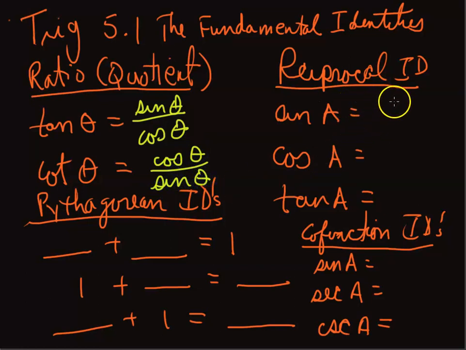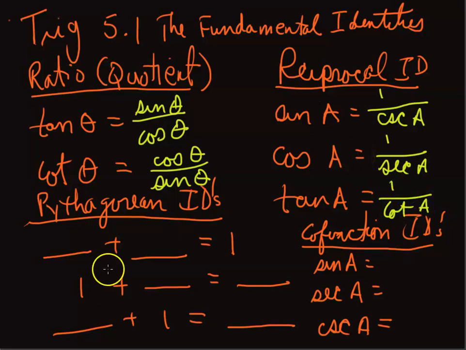The reciprocal is 1 over. Well, 1 over cosecant A is the same as the sine of A. 1 over the secant of A is the same as the cosine A. And 1 over cotangent A, the only one that makes sense, although they all make sense, it's just sort of nice to have that work out.